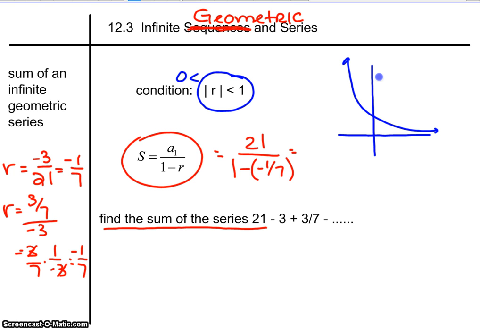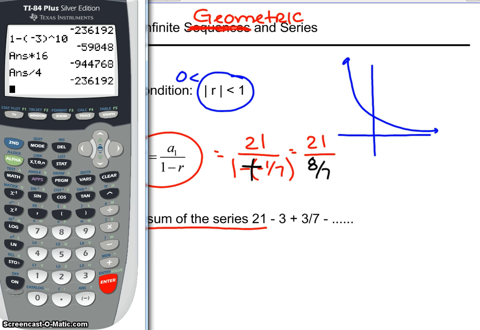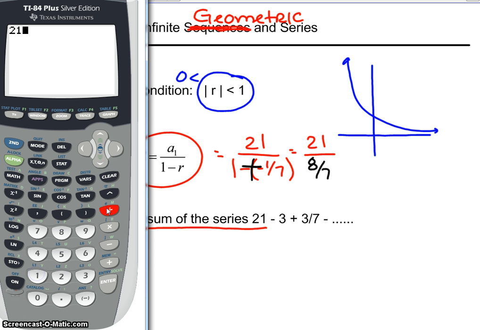In this case, it's as simple as 21 divided by 1 minus negative 1/7. You could use your calculator, but this is going to become addition. 1 is the same as 7 over 7, so what we have is 8 sevenths. And if I do go to my calculator now, I'm going to do 21 divided by, and because it's a fraction in my denominator, put it in parentheses, and we get 18.375.